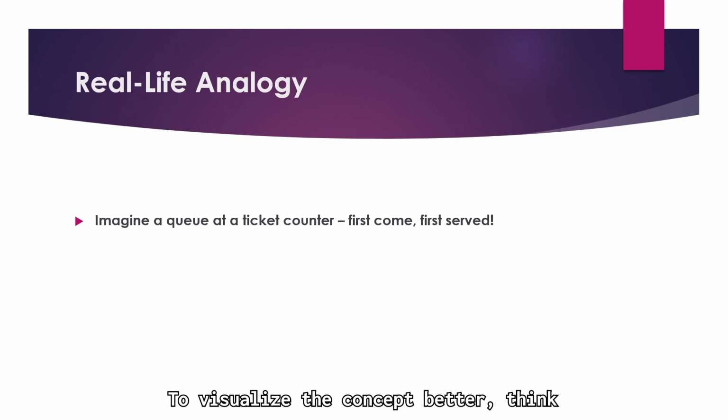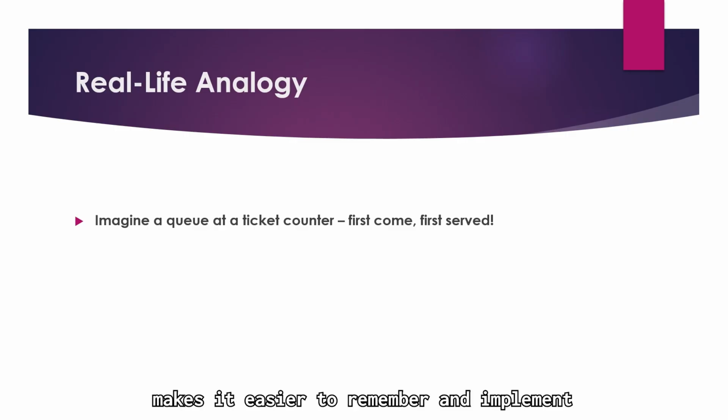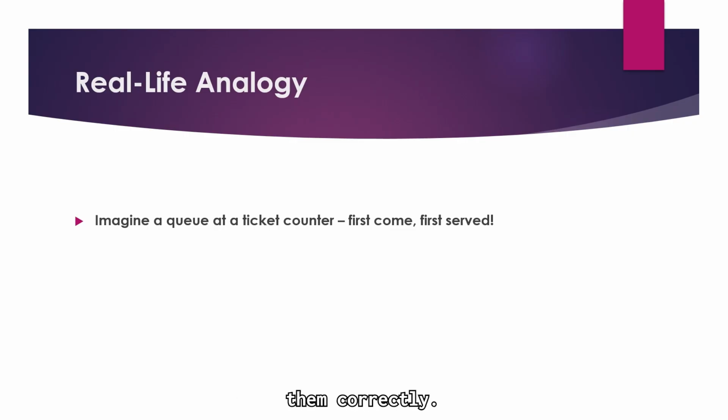To visualize the concept better, think about a real-life queue, like a line at a ticket counter. People join from the back and the counter serves the person at the front. There's no skipping and no random access, just a clean and fair process. This is exactly how a queue works in computer science. Understanding this analogy helps us relate abstract concepts to everyday experiences, which makes it easier to remember and implement them correctly.